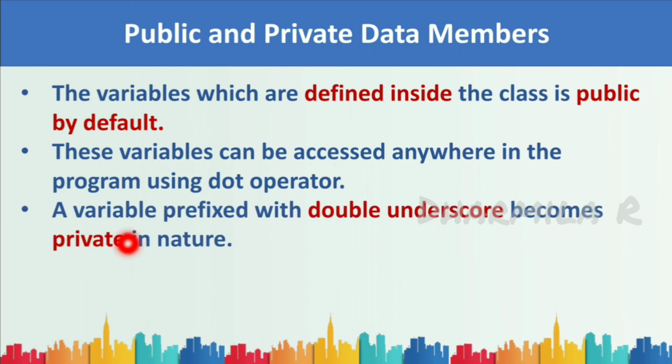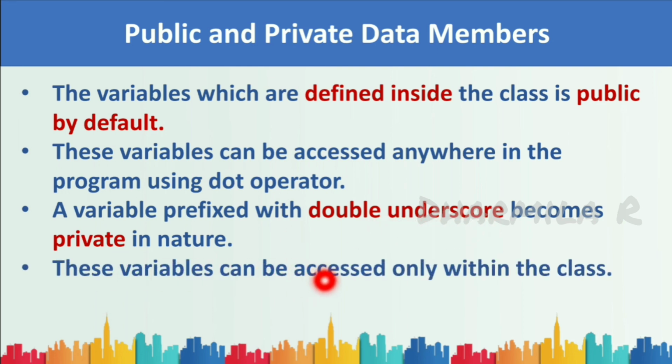A variable prefixed with double underscore becomes private in nature. So here we are not going to mention private keyword. We are going to use double underscore in front of the variable. So as you declare the variable, you have to mention double underscore, then it becomes private. And these variables can be accessed only within the class, not outside of the class.